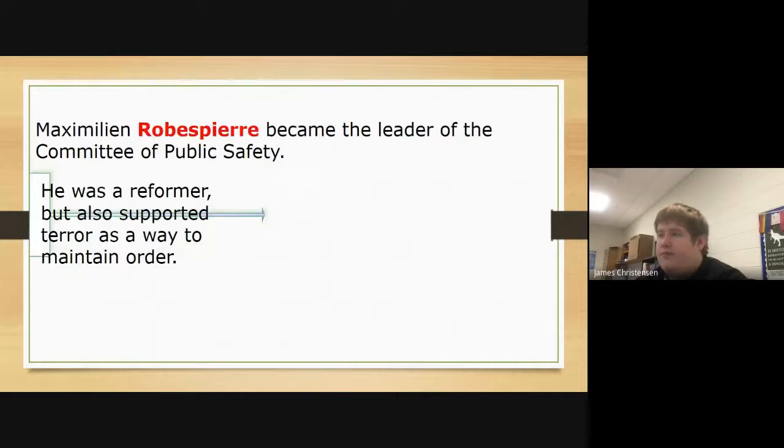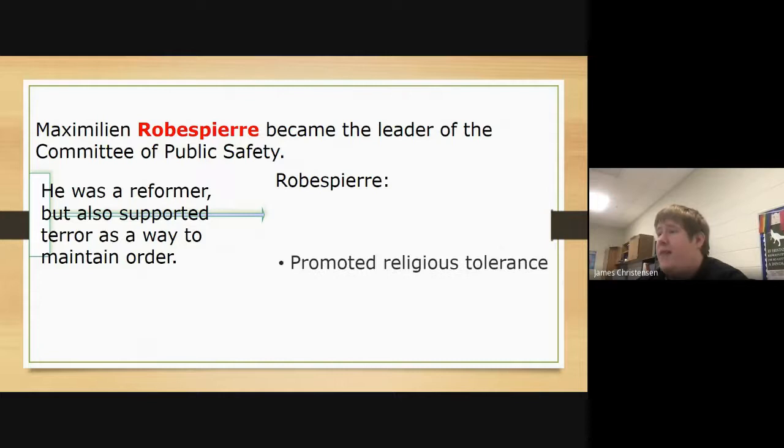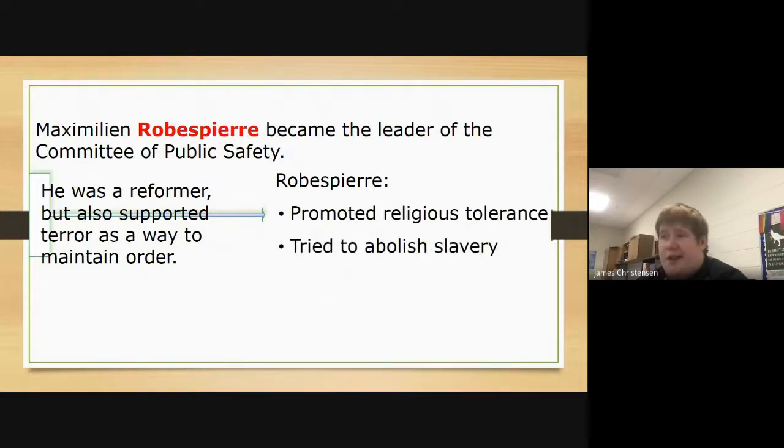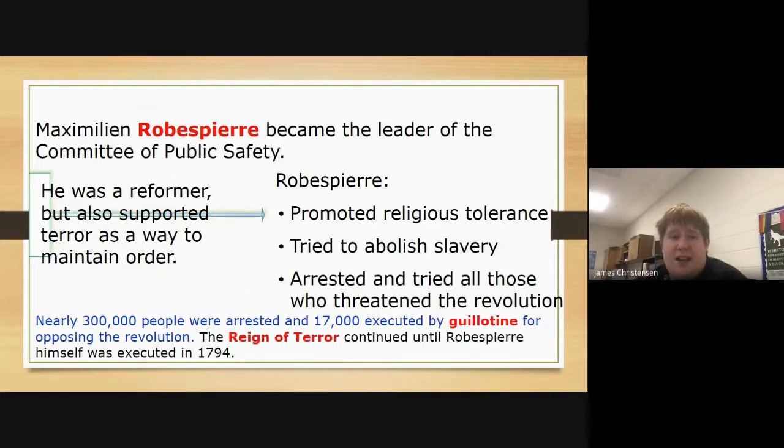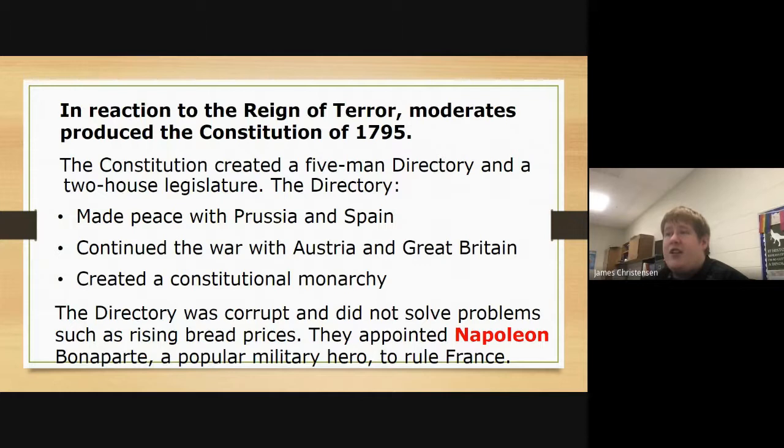There we go. He was a reformer, but also supported terror as a way to maintain order. Promoted religious tolerance, tried to abolish slavery, and arrested and tried all those who threatened the revolution. Nearly 300,000 people were arrested, and 17,000 were executed by the guillotine for opposing the revolution. The Reign of Terror continued until Robespierre himself was executed in 1794. In reaction to the Reign of Terror, moderates produced the Constitution of 1795.